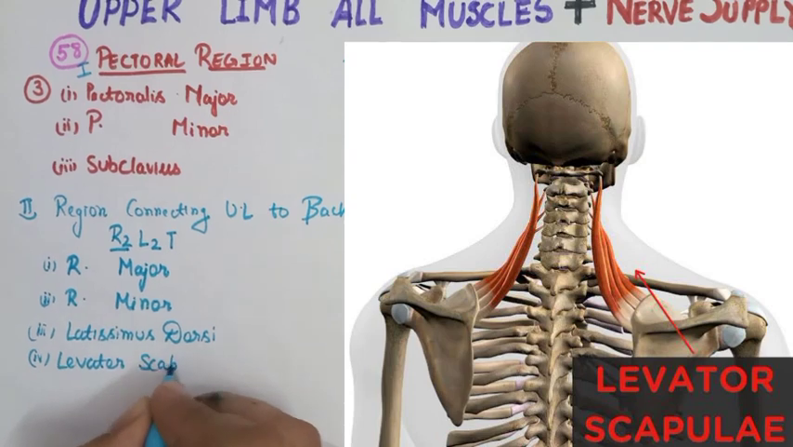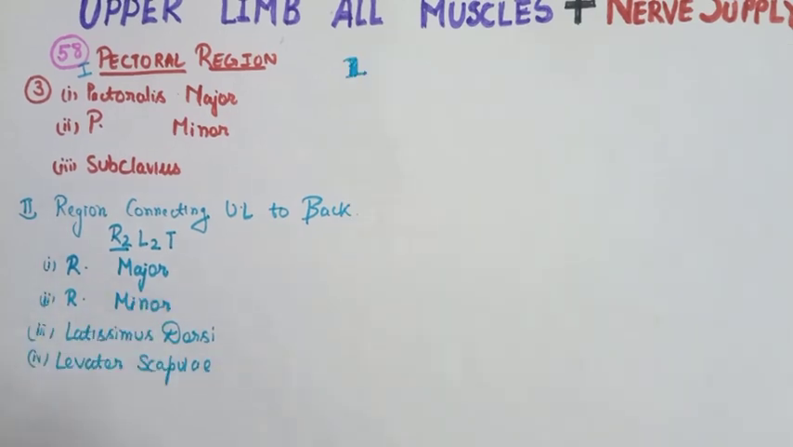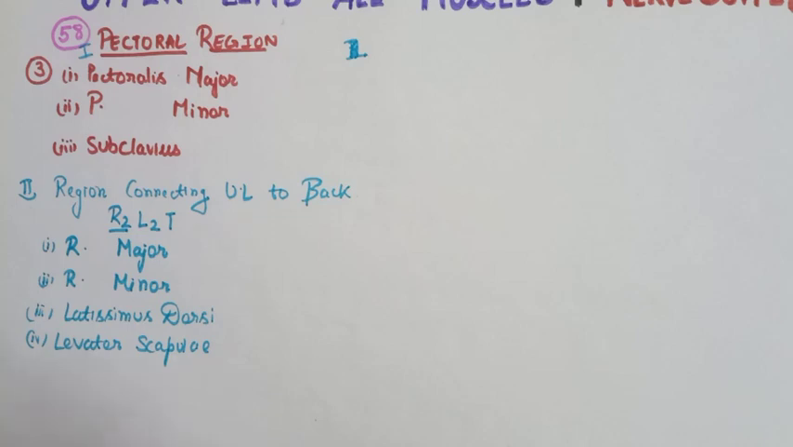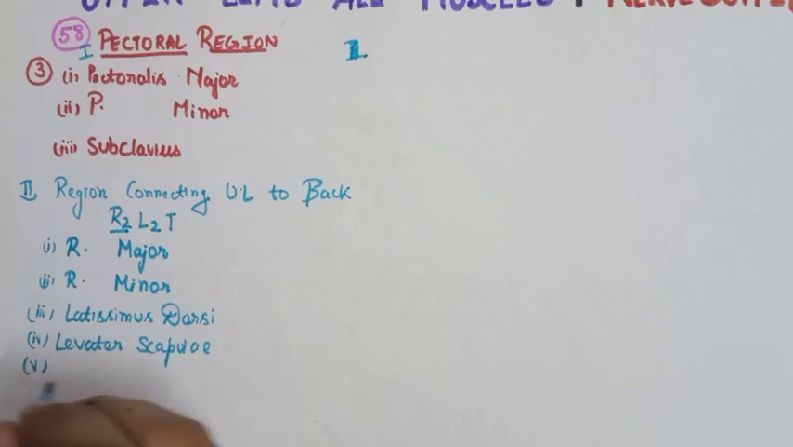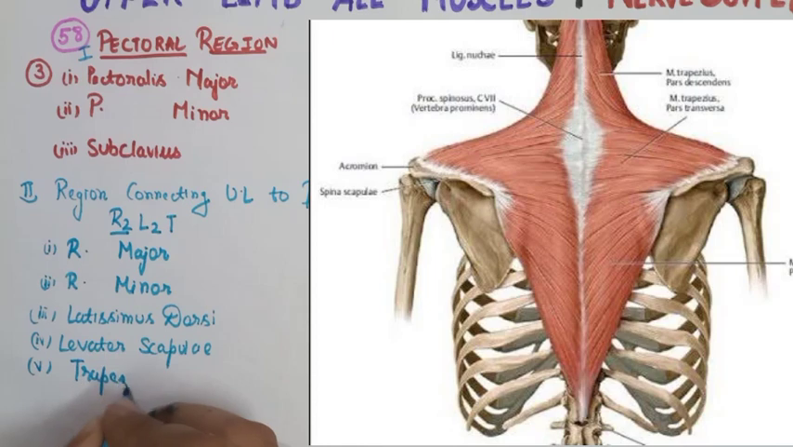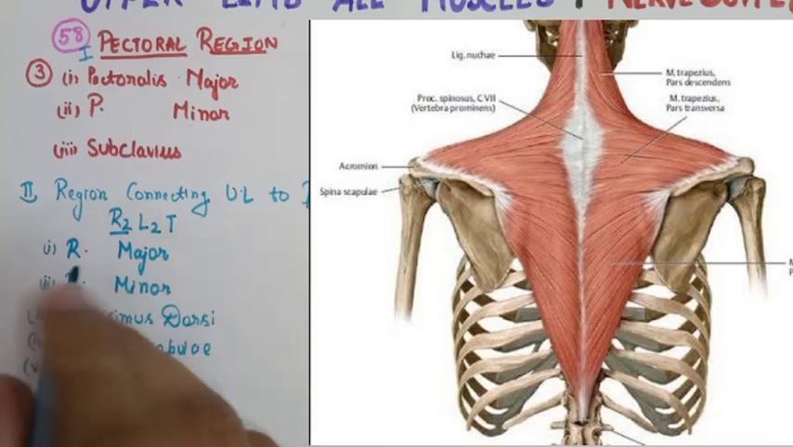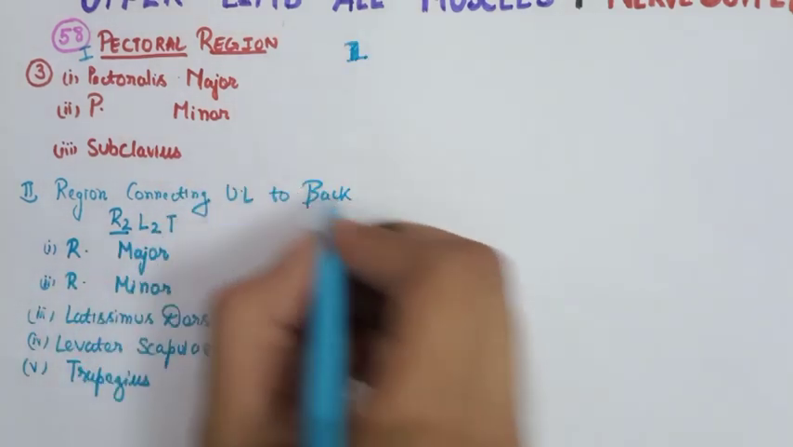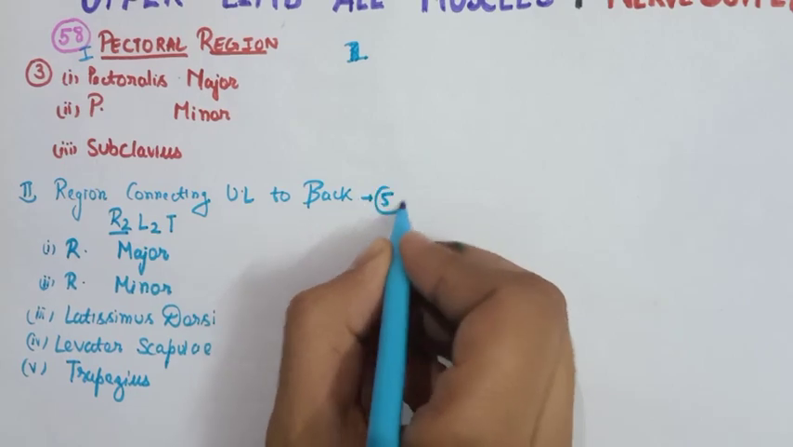Okay, and the remaining T is the most important muscle that is usually pointed out by the examiner. That's the fifth one. That name is trapezius. So these were the 5 muscles that you should remember in the region connecting upper limb to the back.